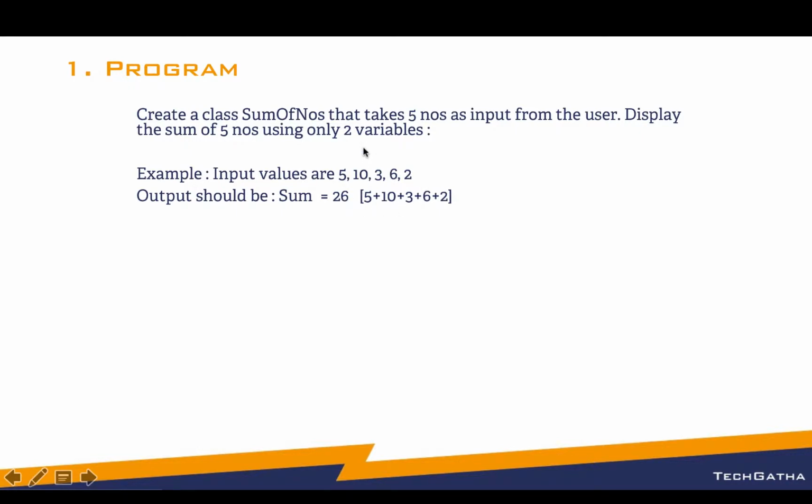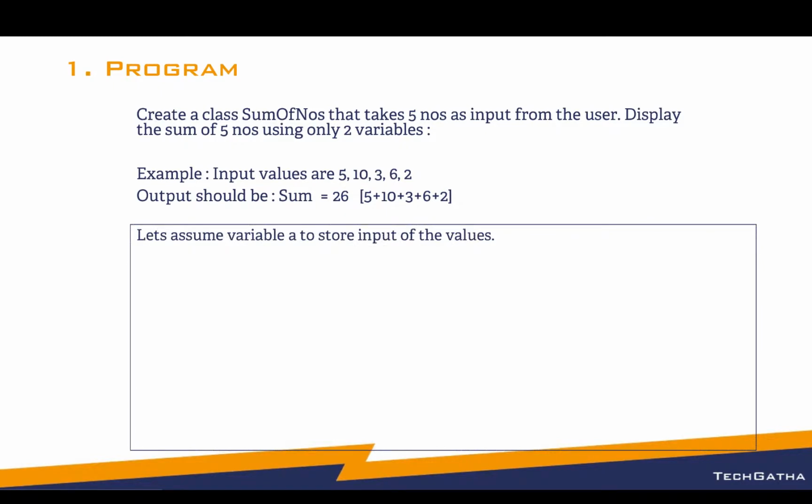Now, of course, we can create 5 variables: a1, a2, a3, a4, a5. Take the input from the user, sum equals a1 plus a2 plus a3 plus a4 plus a5. But here the requirement is that the sum of the numbers needs to be found using only 2 variables. How can we do that?